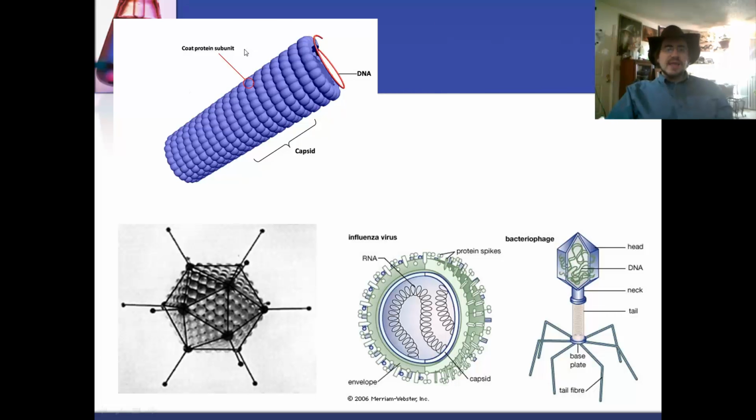So here are the different viruses. So this is a helical capsid. You can see it looks kind of like a Slinky. This is an icosahedral capsid. 20-sided, looks kind of like a 20-sided dice.